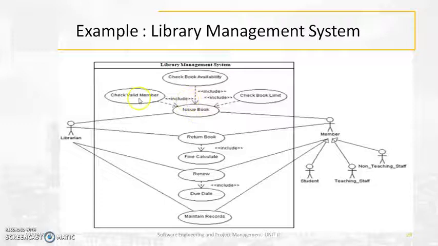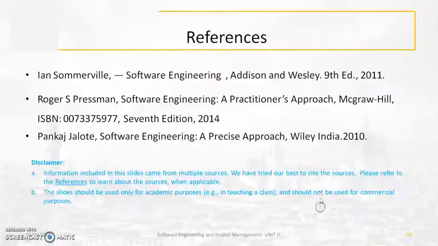Issue books includes the check valid members use case, check book availability, and check book limits. So these are compulsory. To perform the issue book operation, to run this use case, that's why include is used. Returning a book also consists of a compulsory fine calculation, so an include type of relationship is there. Renew and due date also consist of an include relationship. These members are related with issue books, return books, renew, and maintaining records.